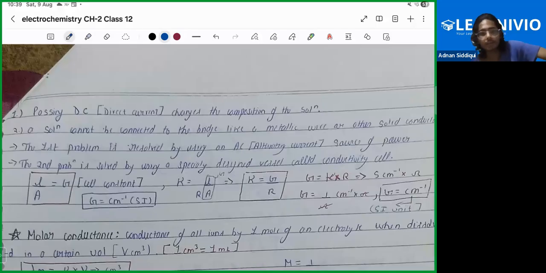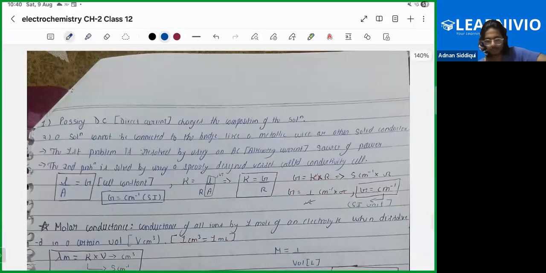The second problem is a solution cannot be connected to a bridge like a metallic wire or other solid conductors. In a solution, you cannot make a bridge type of thing, right? The way you do in the Wheatstone bridge, in solution, you cannot do that. So we face two types of problems. The first problem is solved by connecting AC current. Rather than using DC current, if you are using AC current, then your solution is not getting decomposed. Its composition is not changing. So the first problem is solved.